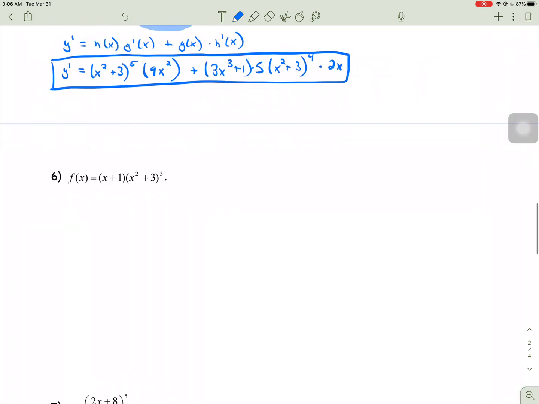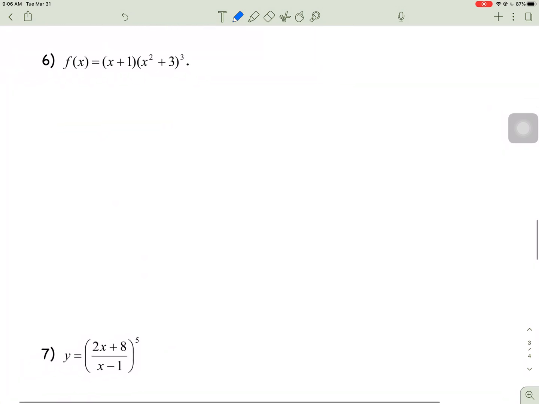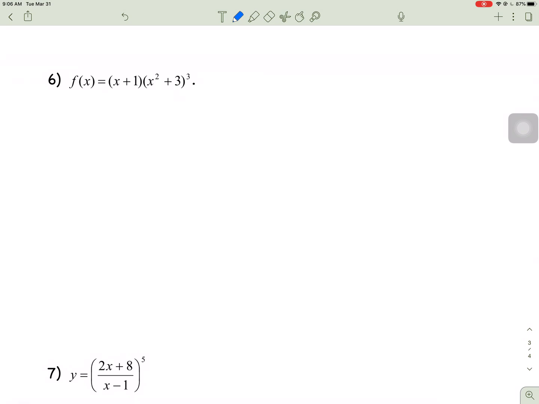So let's try another one here. Let's see. F of x equals x plus 1 times x squared plus 3 cubed. So we're going to have a product rule and chain rule when we're taking the derivative of the second term. Okay, so f prime of x, let's set up the product rule first. It's the second times the derivative of the first, plus the first times the derivative of the second.